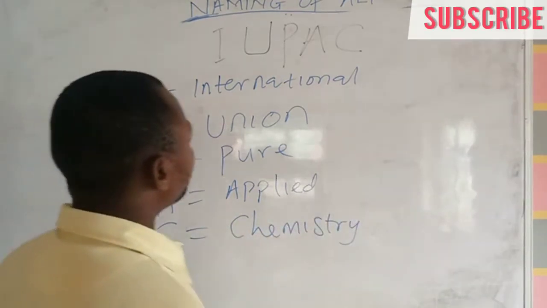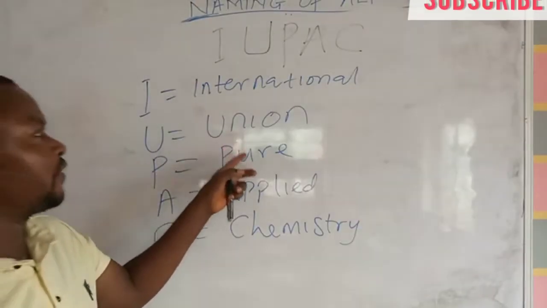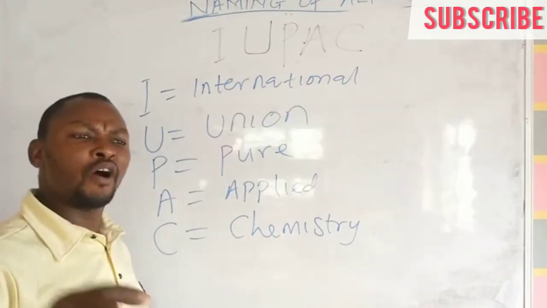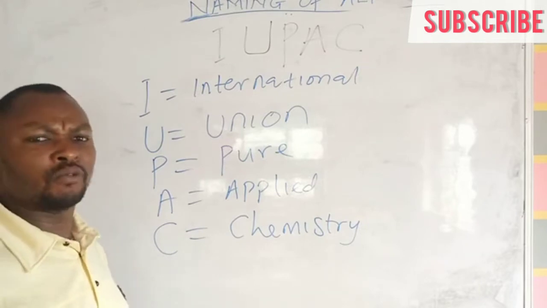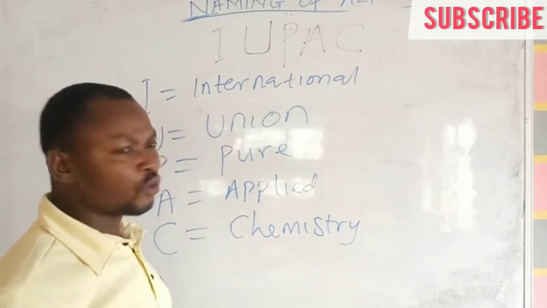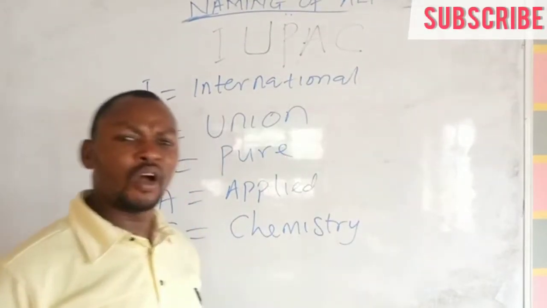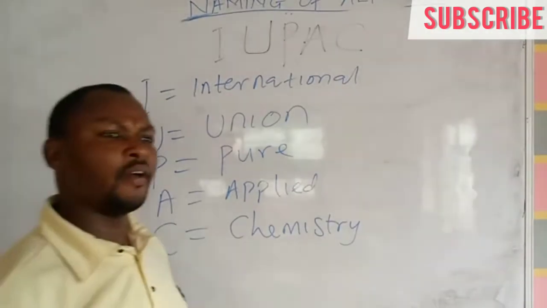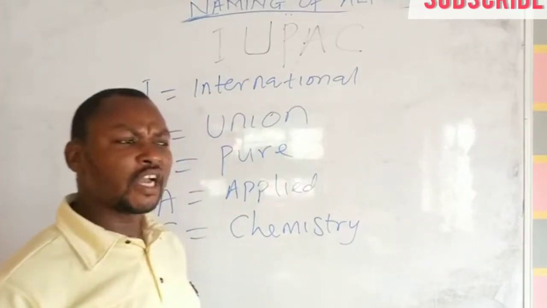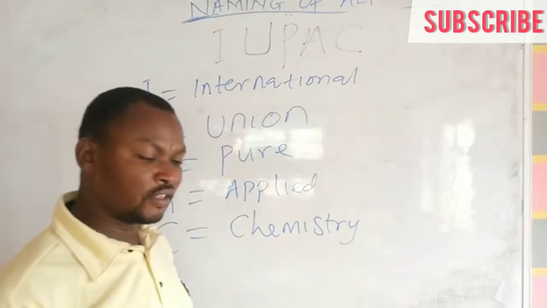Okay, so since I'm able to tell you that we have what we call IUPAC naming, that means we have another type of naming, which is what we call the trivial naming or the common naming. So the trivial naming or the common naming does not involve checking all the processes that I've already listed before.